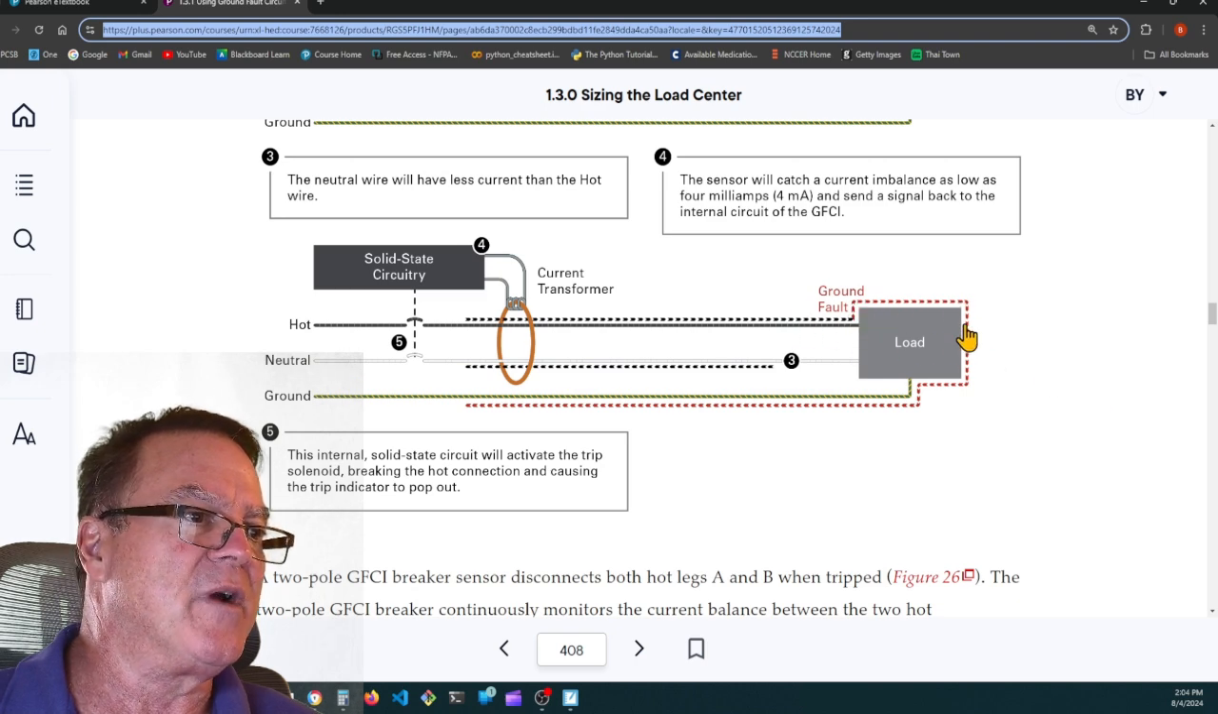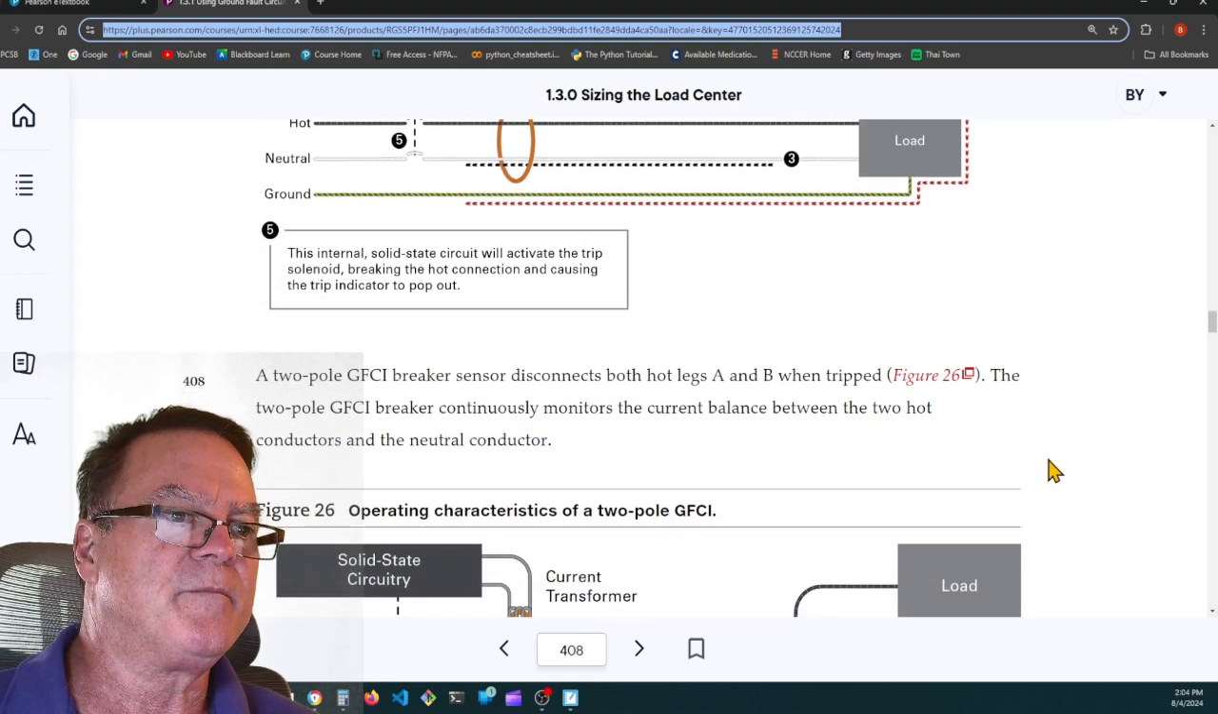Here they're showing you a ground fault. There's some trickle current going on the ground wire. And if that happens, it'll trip.